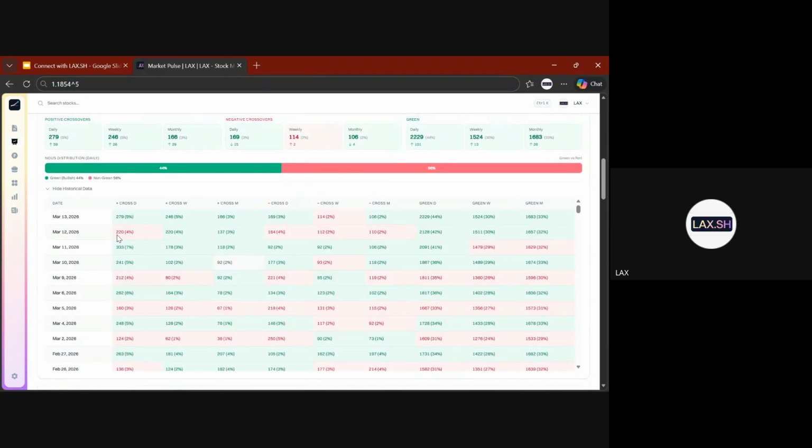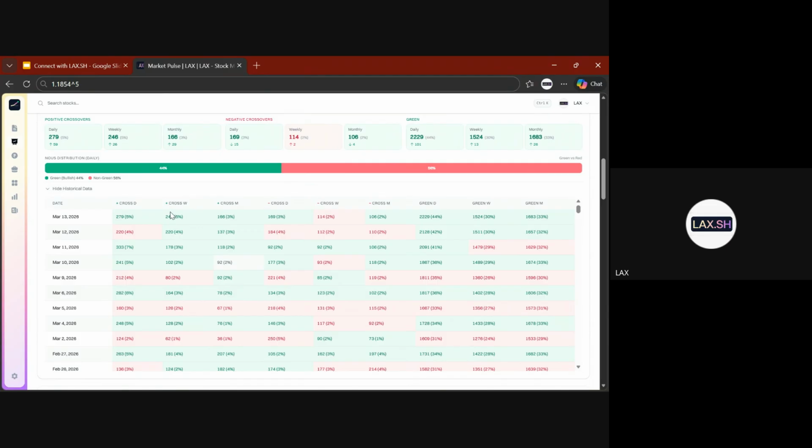So you see, March 12th, we had only 220 daily crossover, positive crossover. 13th, 279. So it improved. That is why it turned green. Earlier it was 333 on 11th March. And then it deteriorated. That is why it turned red.